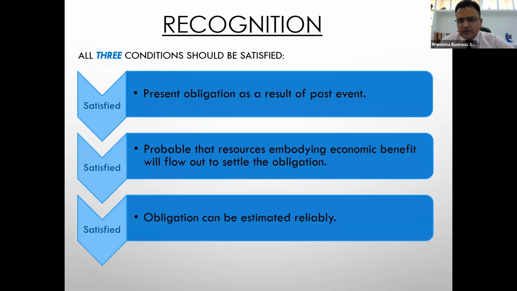The 3 conditions need to be satisfied for a provision to be created. Unless all the 3 conditions are satisfied, a provision cannot be created. It has to meet all the 3 conditions. That there is a present obligation as a result of a past event, and there is a probability. It's not a clear-cut liability. If you notice, there is a probability that resources will flow out of the entity to settle them, and the obligation can be estimated reliably. If you're not able to estimate it, it cannot be considered as a provision. It will remain in the category of contingency.